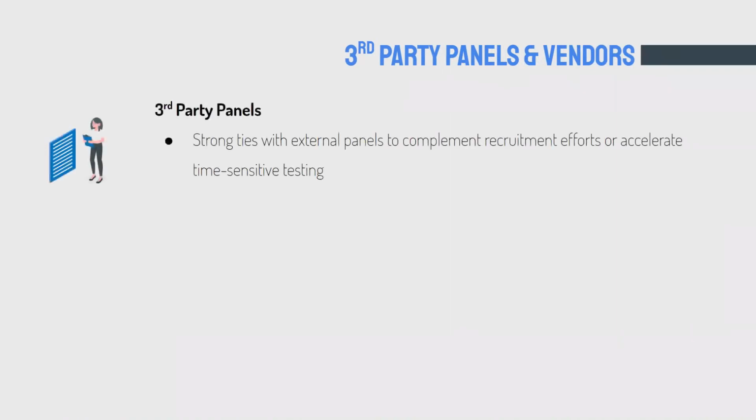Moving forward, there are cases, as you can imagine, where we just can't find the participant we're looking for through our panel. And in these cases, we have several options available. The most obvious one, perhaps, is third-party panels. What we've been doing is working hard on developing strong ties and partnerships with different third-party panels across different geographies. We do this mainly for two important reasons. The most obvious one is complementing our recruitment efforts for very difficult and narrow profiles, but it's really useful as well to accelerate time-sensitive testing.